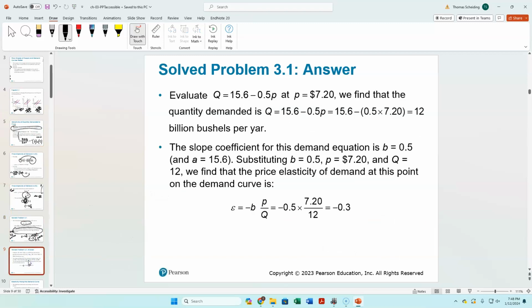Let's go on to the next slide here and I'll start to write this all out. As I indicated in the previous slide, they put that $7.20 price into the demand function and solved for the Q. Then they put it into the equation for our elasticity of negative bP over Q. So that would be negative 0.5, the 0.5 coming from the b term in the demand function, times 720 over 12, equaling negative 0.3.